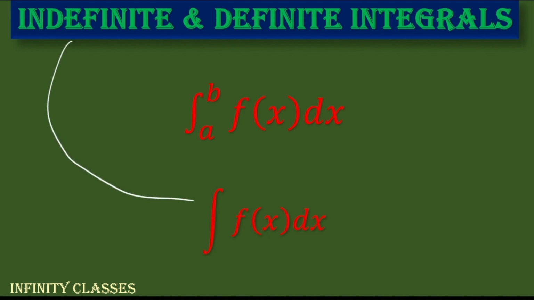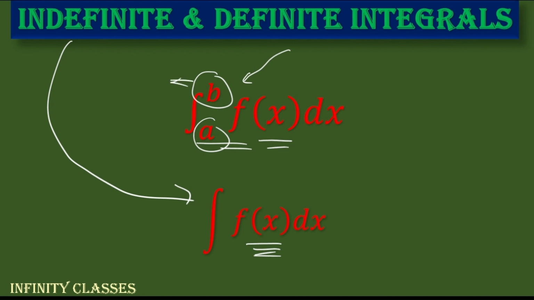Indefinite is this one and definite is this one. This integral is called definite and this one is called indefinite. The procedure for finding these two integrals is nearly the same. The only difference is the limits, the values on the integral sign. The b is called the upper limit, and a is called the lower limit.